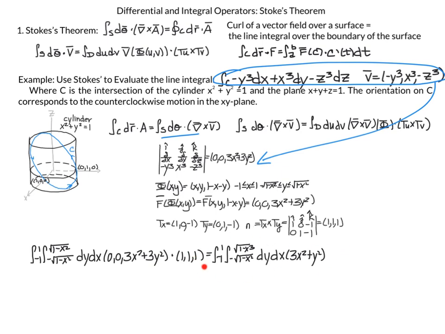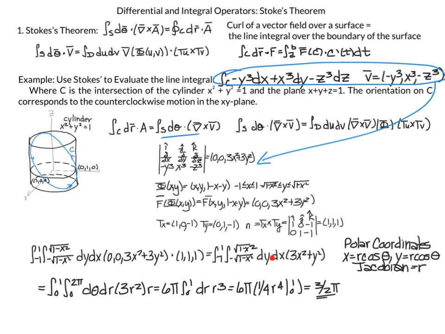So what I get is the integral from -1 to 1, integral from negative square root of 1 minus x squared to positive square root of 1 minus x squared, dy dx, of 3x squared plus 3y squared. At this point, I'm going to change to polar coordinates using x equals r cosine theta, y equals r sine theta, and the Jacobian is equal to r.